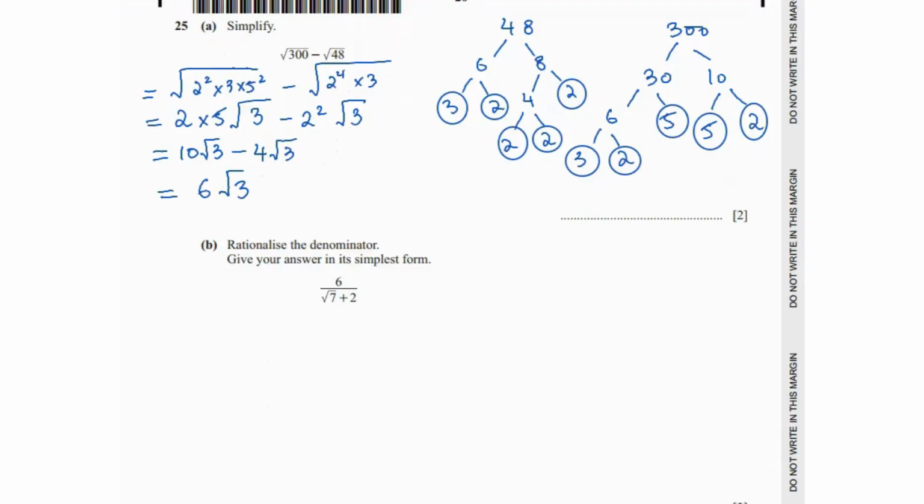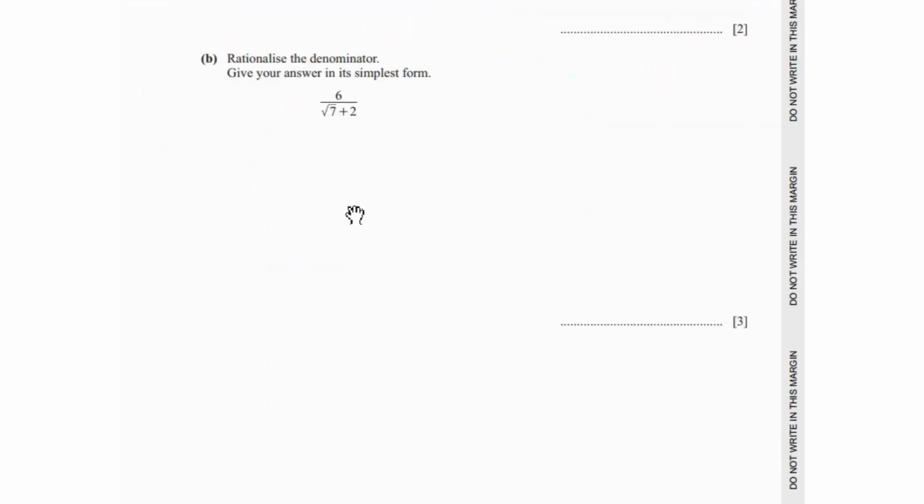Then we have a question about rationalizing the denominator. So it says, give your answer in simplest form. So whenever we have a surd in the denominator like this, what you will do is multiply and divide the fraction by the denominator, but with the opposite sign in the middle. So originally we had root 7 plus 2. So we multiply and divide the fraction by root 7 minus 2.